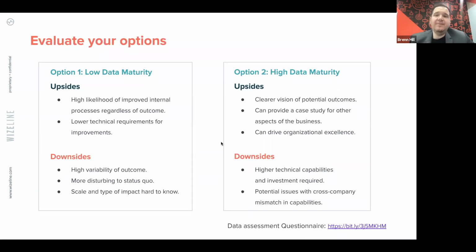On the other hand, you have the option of looking for aspects of your company that already have relatively high data maturity and pushing them to the next level. There's a much clearer vision of what your potential outcomes may be, just because of the existing data. And it provides a good case study for the rest of the business because the impacts are more predictable. They're a lot easier to sell. But it also takes a lot higher capability inside of your company.